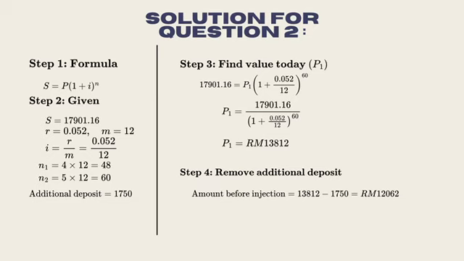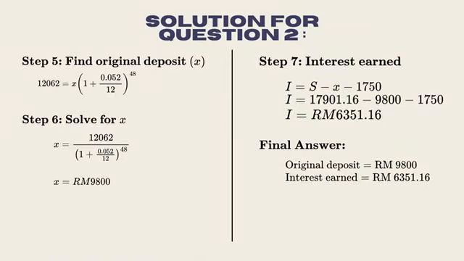After subtracting, the remaining amount is 12,063 ringgit. This means 12,063 ringgit came from the original deposit made 4 years ago. Now, I calculate the value of the original deposit, X. Again, I use the compound interest formula, S equals P(1 plus i) to the power of n. This time, the future value is 12,063 ringgit. The monthly interest rate is still 5.2% divided by 12. The number of compounding periods is 48 because the money was invested for 4 years and there are 12 months in each year. After substituting the values into the formula, I get approximately 9,800 ringgit. Therefore, the original deposit made 4 years ago was approximately 9,800 ringgit.